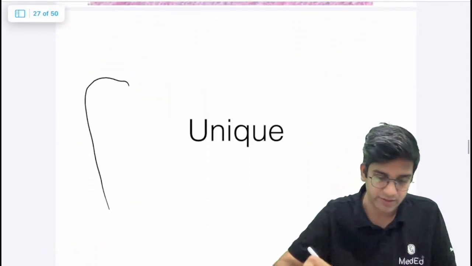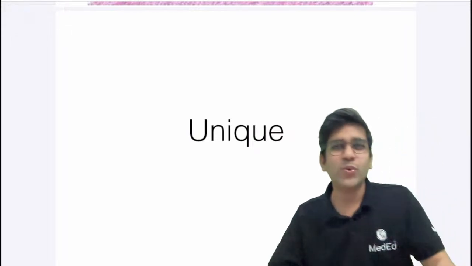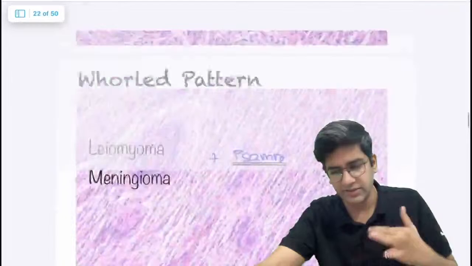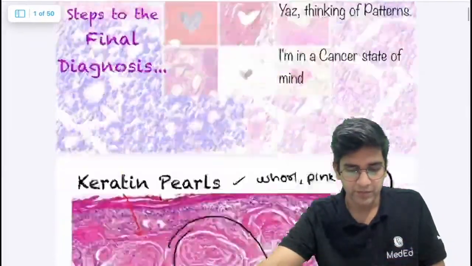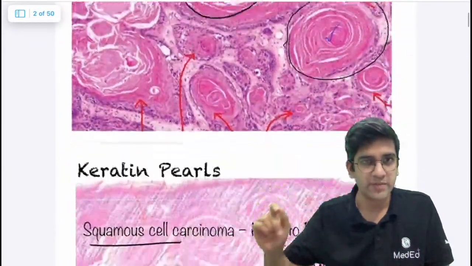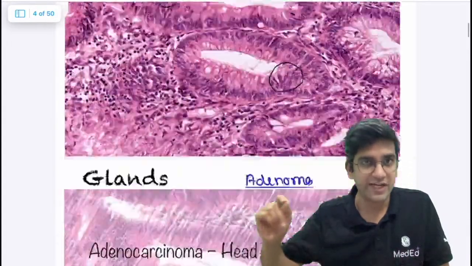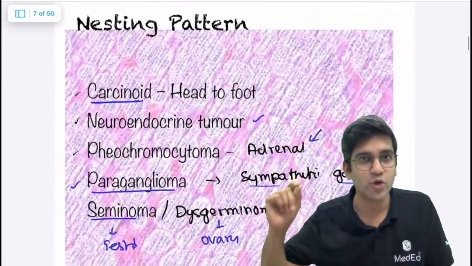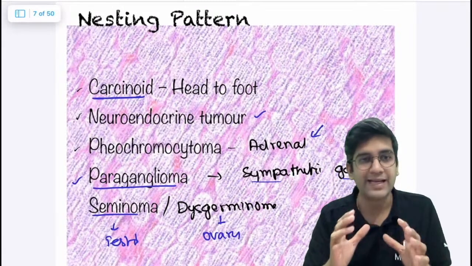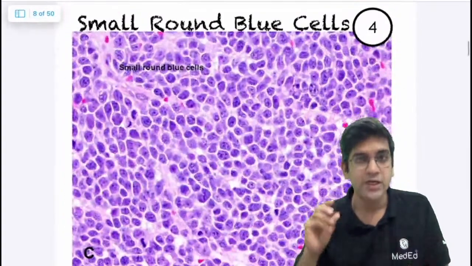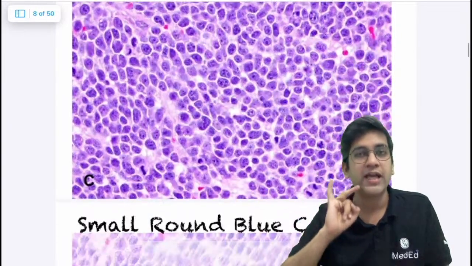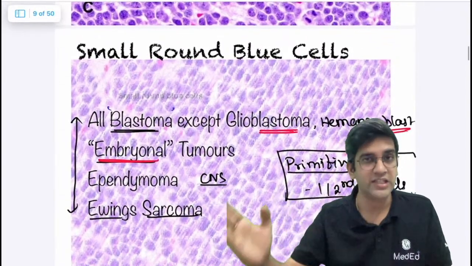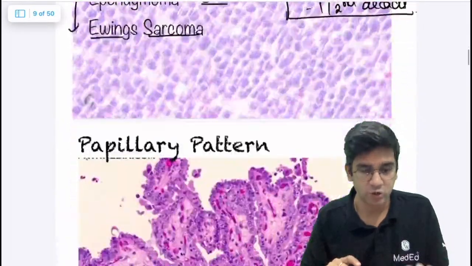So we know 12 patterns, we are done with it. Let's quickly go through all these 12 patterns and then we'll go to 12 unique patterns. It's very, very simple, right? Okay. Keratin pearls, all these squamous cell carcinoma, glands for every adenocarcinoma, nesting pattern you see in case of a carcinoid, a neuroendocrine tumor, pheochromocytoma, paraganglioma, and seminoma, dysgerminoma. Small round blue cell means immature, every blastoma tumor, everything in 1 or 2 years, embryonal in the name, again young, ependymomas and Ewing sarcomas.